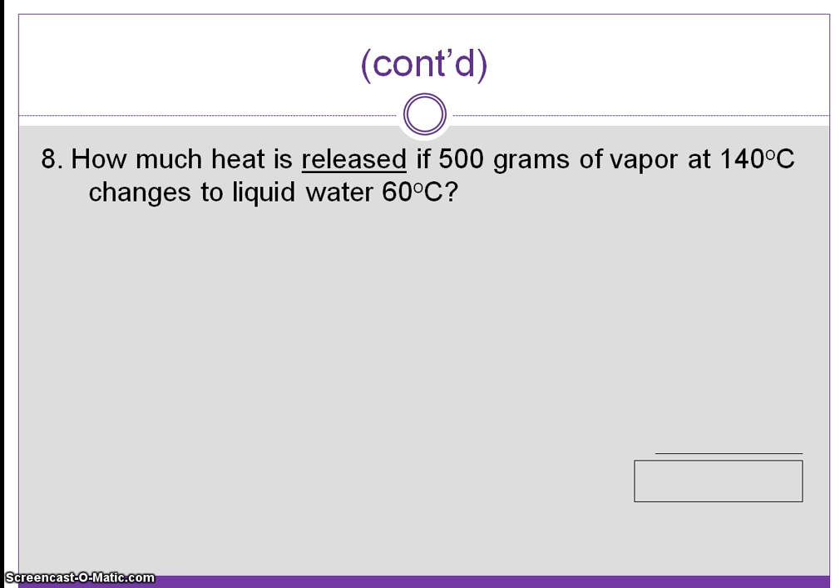The last question says how much heat is released. So this time we're going to do exothermic, which means that they're all going to be negative. We have 500 grams of vapor and we're starting at 140. We're going all the way down to 60. So we're going to go down the graph this time. So first we have to cool the 140 down to 100. Once it's at 100, we can turn the gas into liquid. That's the phase change. And then once it's a liquid, we can cool it down to 60.